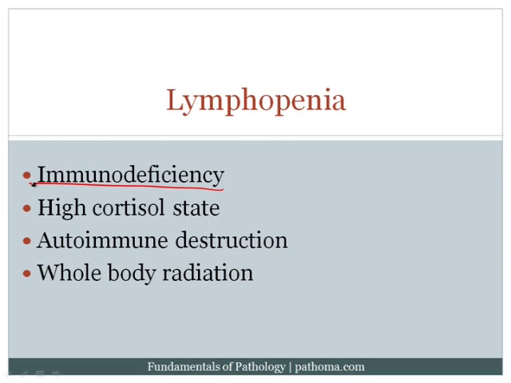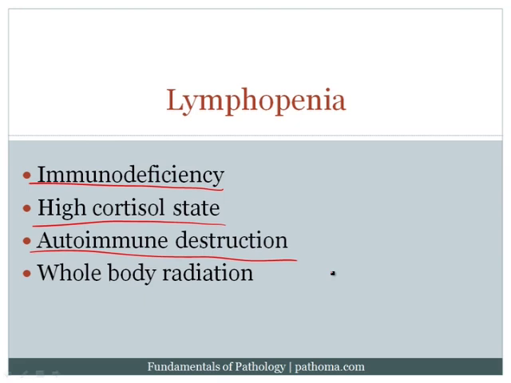Another example of a lymphopenia would be a high cortisol state. Cortisol or corticosteroids induce apoptosis in lymphocytes, and so that would also produce a lymphopenia. For example, if a patient had Cushing syndrome in which there was a high amount of cortisol floating around in the serum, that high amount of cortisol would induce apoptosis of the lymphocytes. Autoimmune destruction can also result in a lymphopenia.